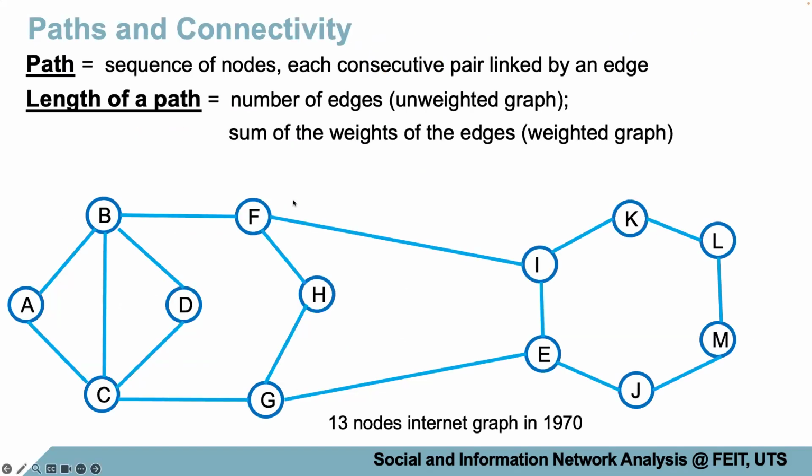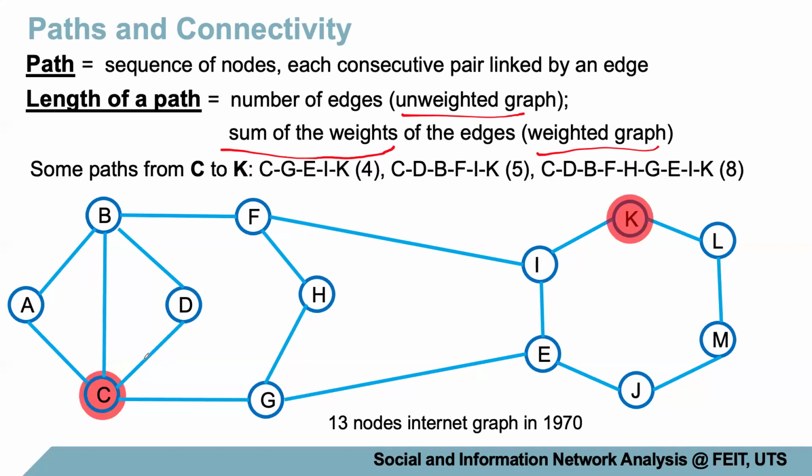Next, one thing we care about in graph theory is the connection between nodes. So next we'll talk about paths and also connectivity. A path is just a sequence of nodes, each consecutive pair linked by an edge. The length of a path is just the number of edges in the path if it is an unweighted graph. But for a weighted graph, the length of a path is the sum of the weights of the edges.